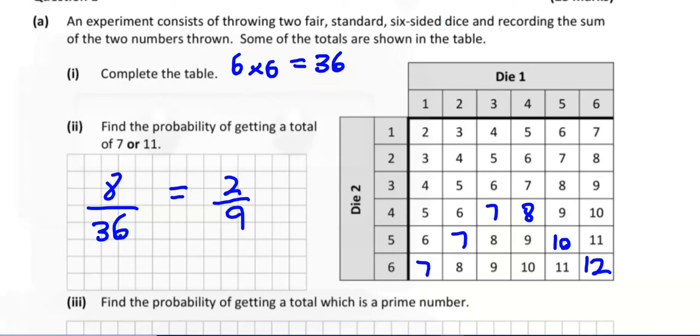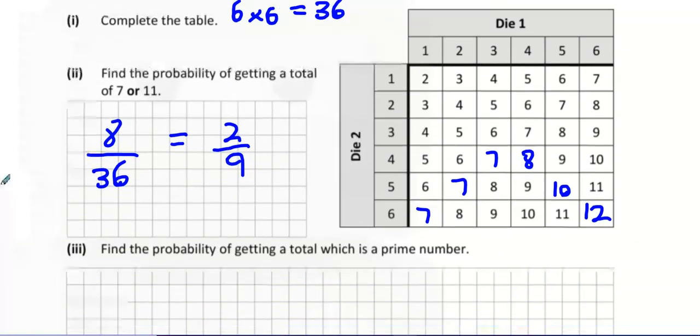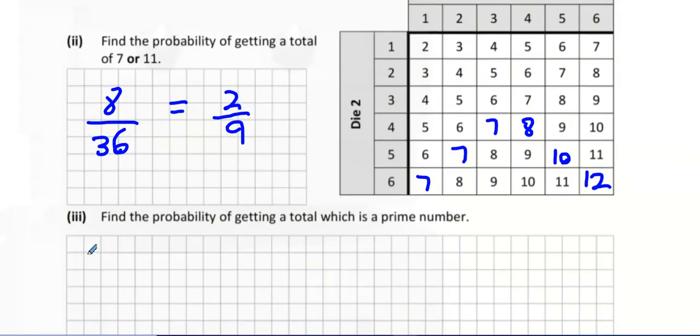Okay, let's keep going. Find the probability of getting a total which is a prime number. Now what are prime numbers? Prime numbers are numbers that have factors of only themselves and 1, not including 1. So here are your prime numbers, okay? So let's see how many we have. 2 can happen once. Sorry, 3 can happen twice.